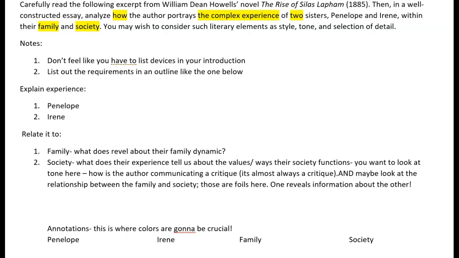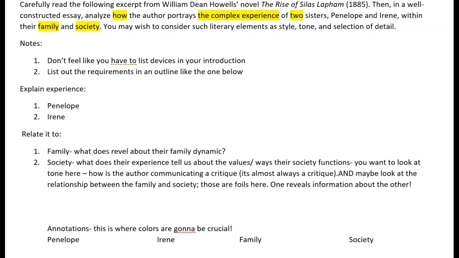It's actually stronger if throughout your essay you're blending different literary devices or different style devices or different details to make your argument better rather than organizing by just one of those devices. The next thing I've said is to try to make sure you do an introduction, do an outline before you start writing, and outline the prompt. So again, you want to explain the complex experience of Penelope, Irene, and relate it back to their experience within the family. And when you think about that, you want to think about how their experiences within the family develop their characters and how that family dynamic helps us understand their character.